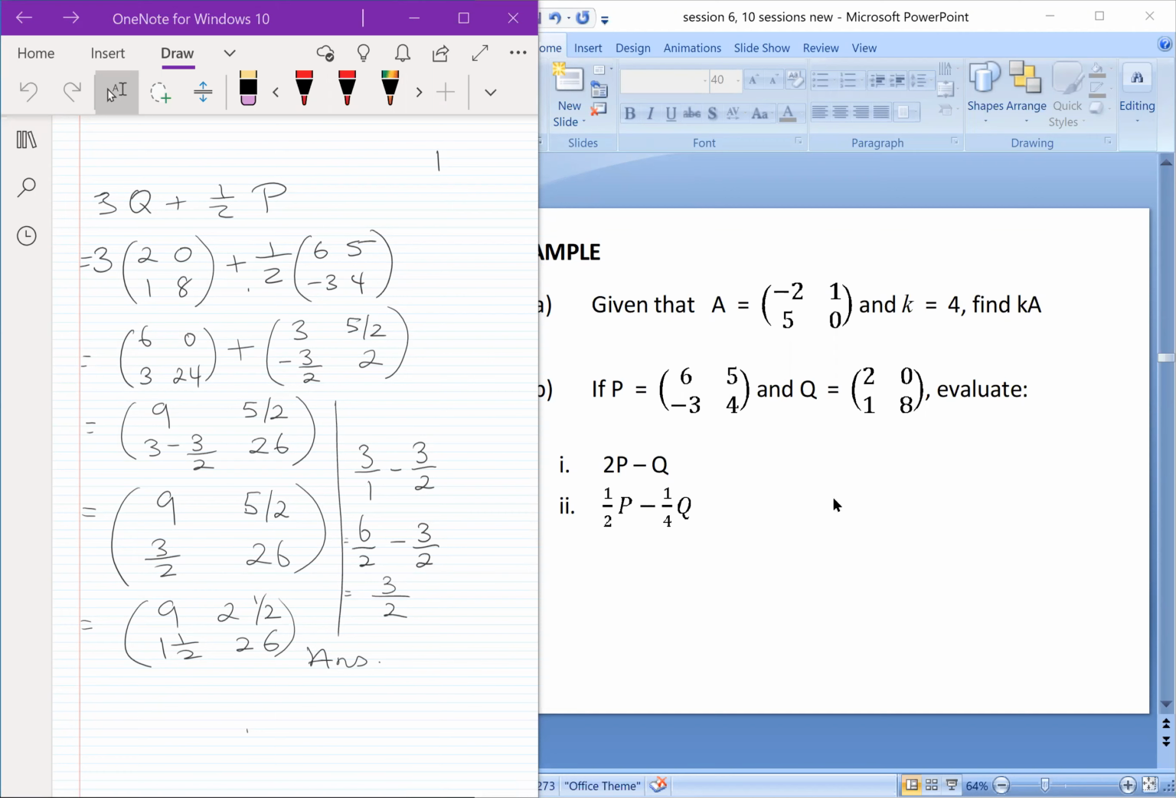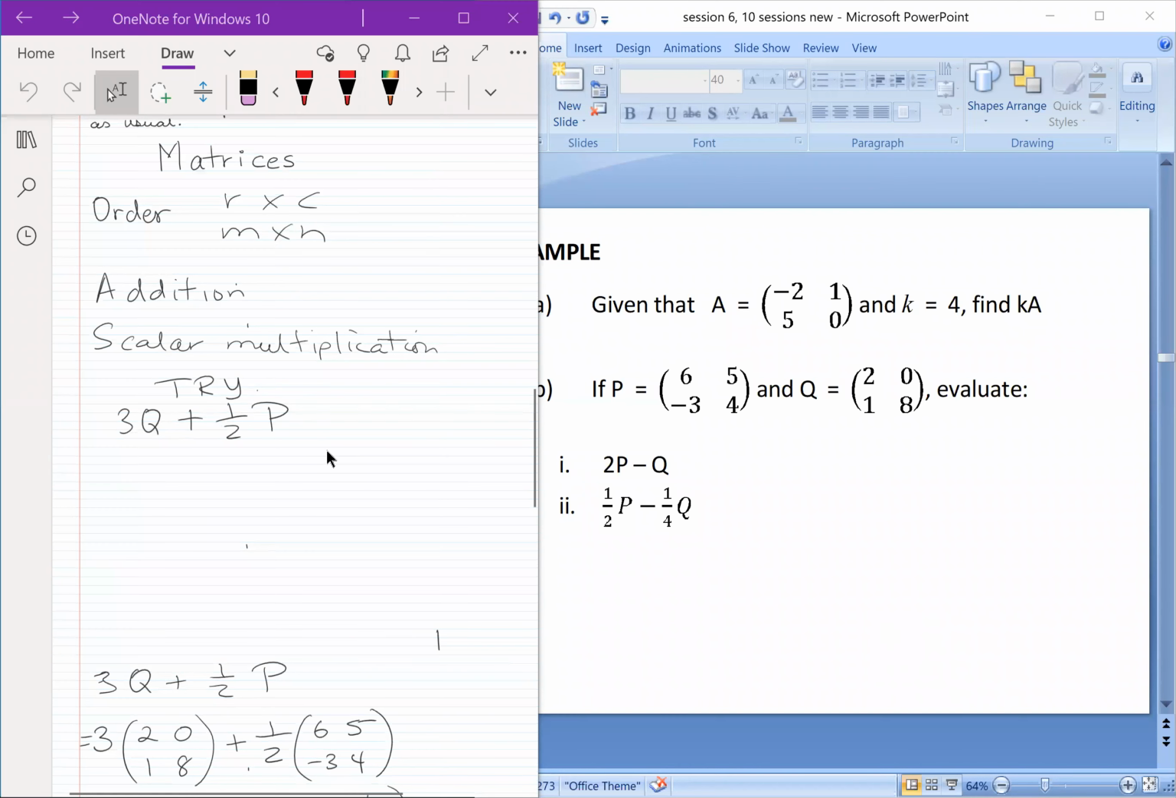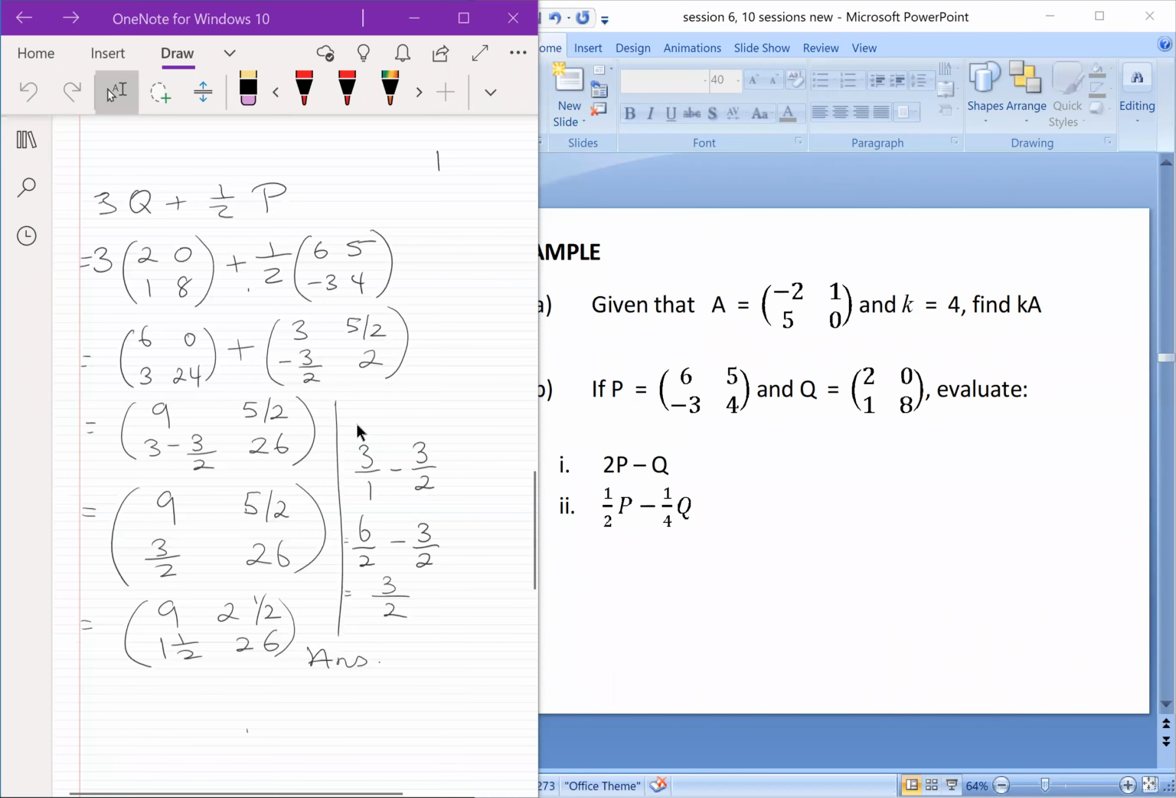Okay, so we are looking at the solution now for that question that I gave you. It was 3Q plus a half P. So let's see if I transferred it correctly. 3Q will be 3 times 2018, plus a half P. What is P? 65 minus 34. So I transferred it correctly, and so I can proceed.